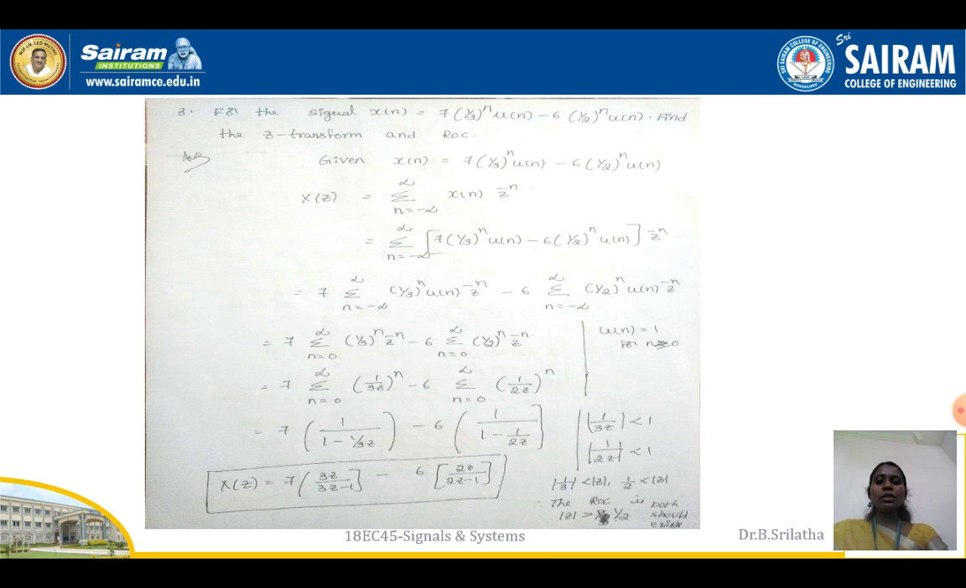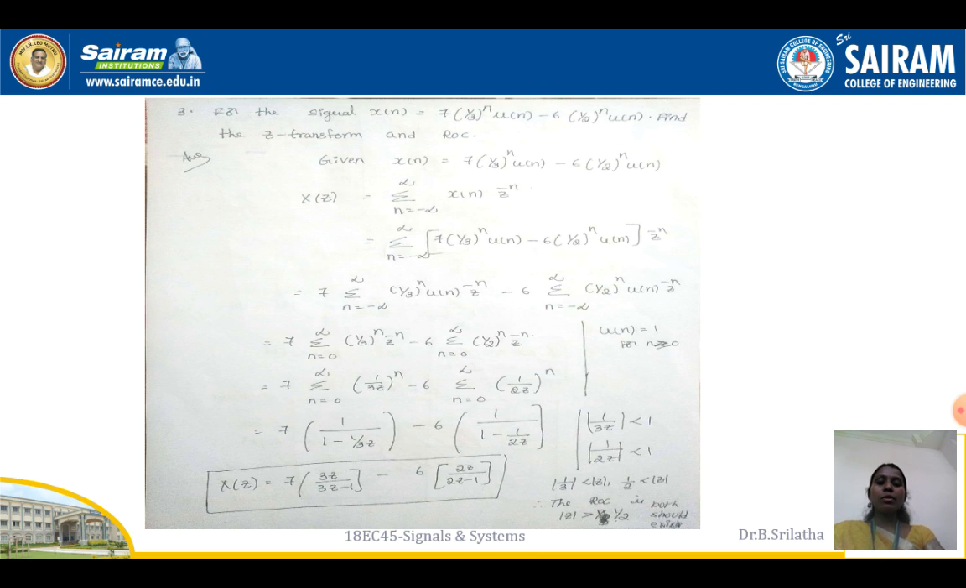Now I am going to change the limits based on u of n. What is u of n? Already last class we discussed. We know u of n is a unit step function. It exists only for n greater than or equal to 0. Correct? So now I am going to replace the limits with n is equal to 0 to infinity.